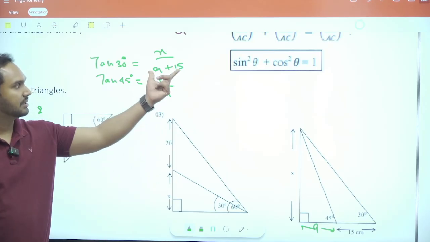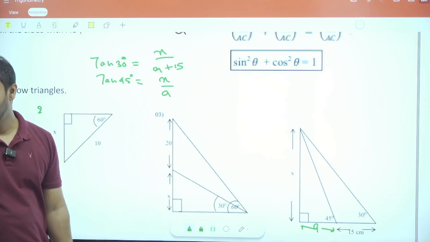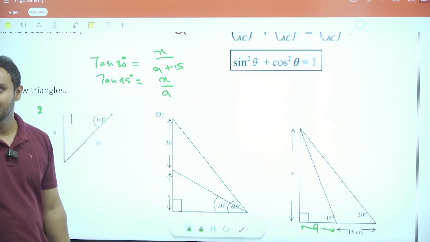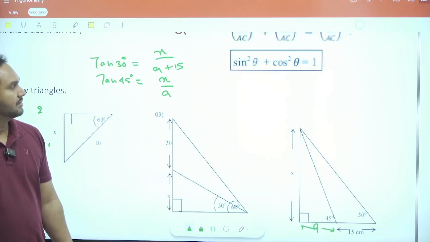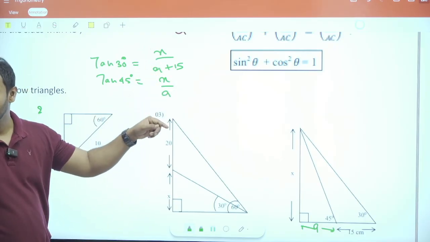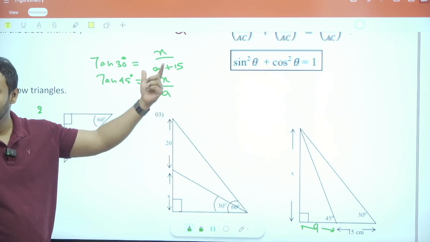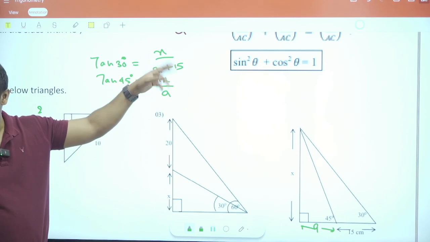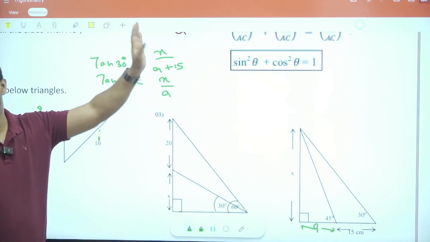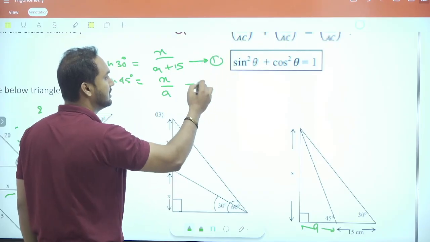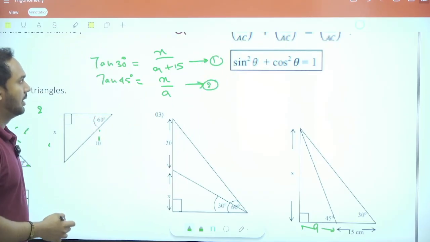Now do you see anything that you can cancel out here directly? A can't, because a plus 15 is there. X can be directly cancelled out, because when you divide, the top cancels with the top and the bottom cancels with the bottom. The bottom can't cancel because there's a plus 15 there, but the x can. So you divide, this is 1, this is 2. So I'm going to divide it.